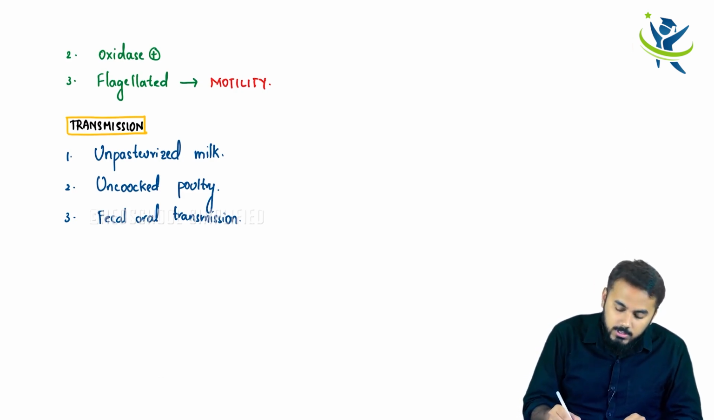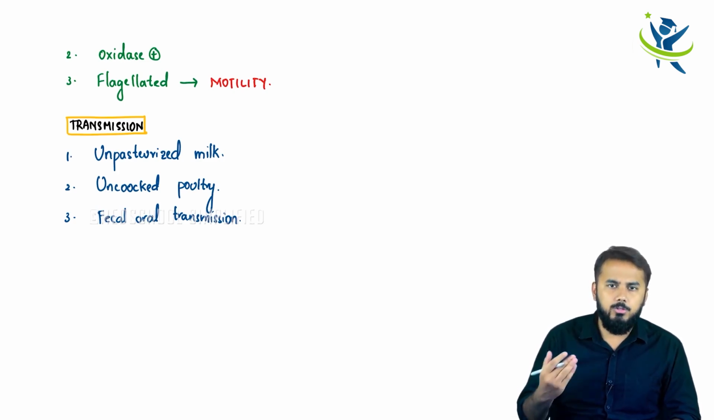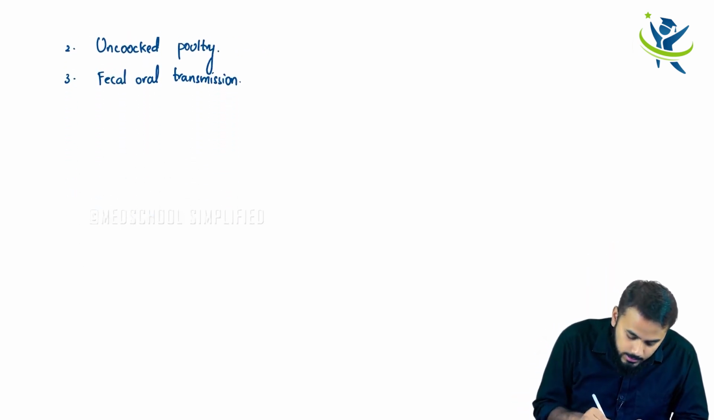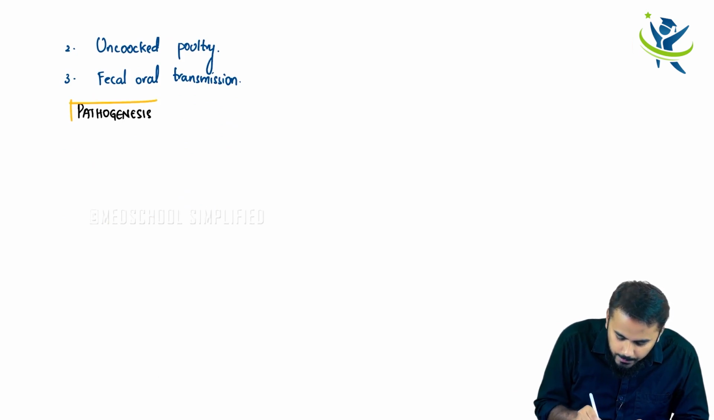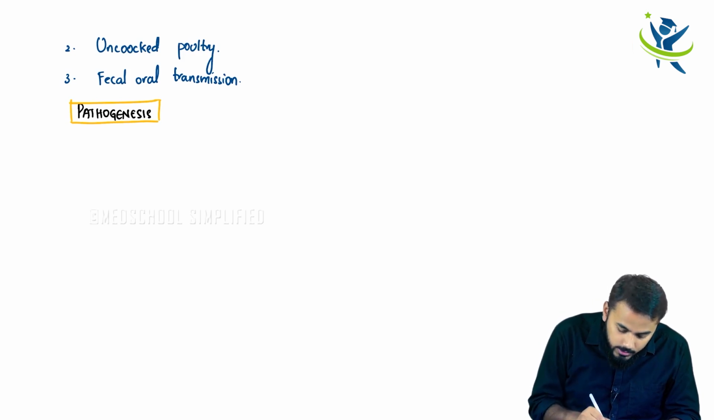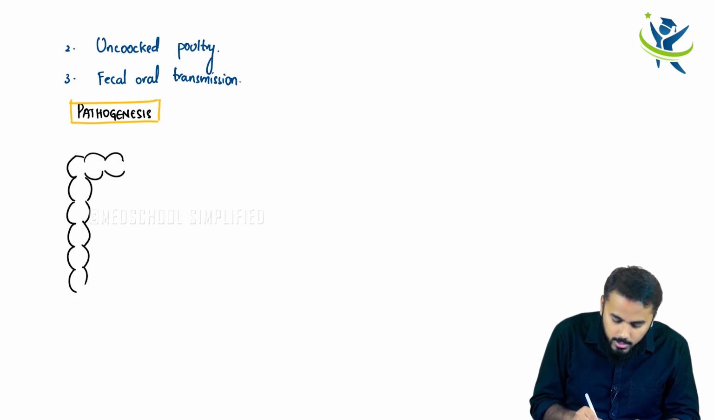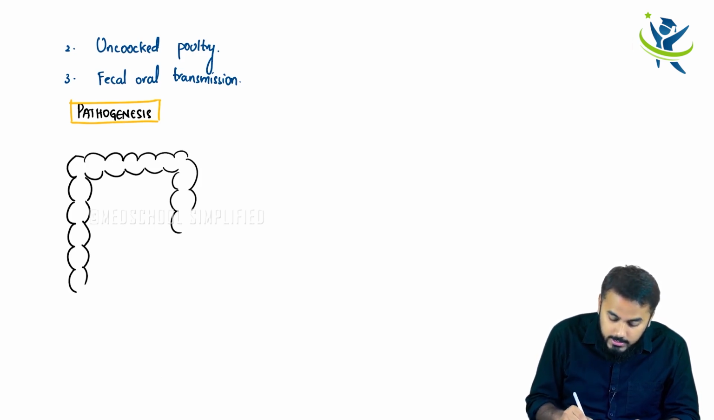So let us discuss the pathogenesis of how this bacteria mainly affects your intestine, leading to gastroenteritis. In the pathogenesis part, you need to know one thing. Where is the colon here? Look here, this colon which I am drawing right now in front of you. This part is called your ascending colon, and this one is your transverse colon, and this part is your descending colon.